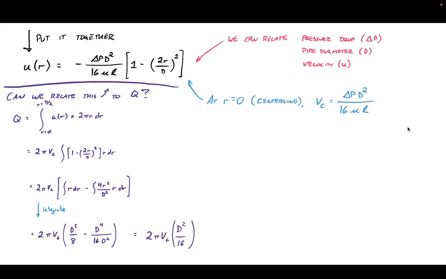And if you're asking yourself, hey, I thought there was a diameter to the fourth, what happened to it? You're correct, there was, but notice it's got a d squared down in the denominator. So that's what happened to d to the fourth. Two of those got canceled out.